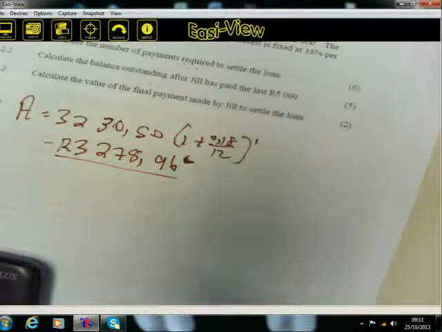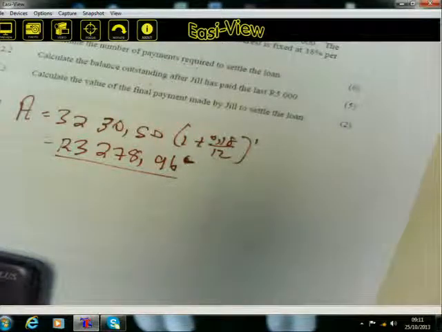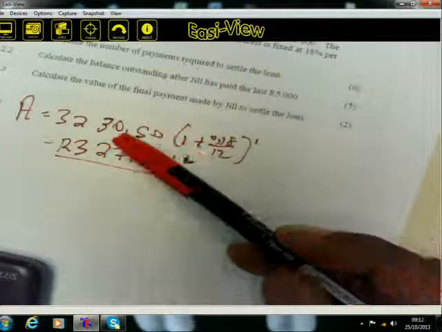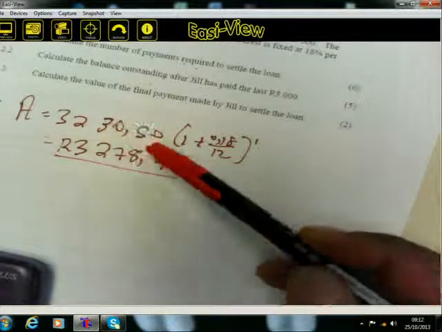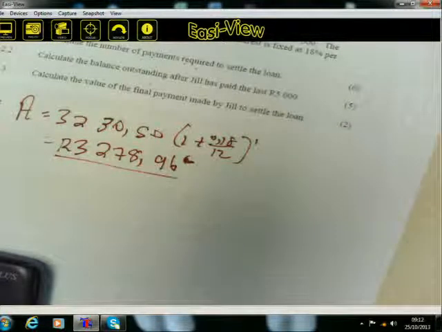3,278 rand 96. Please remember, there is an interest each and every time for each and every month. It's very, very important. Your answer is not 3,230 rand 50, but it is 3,278 rand 96. I think you are happy with the question now. You understand it. Thank you.